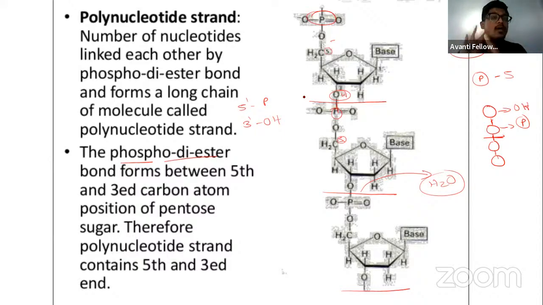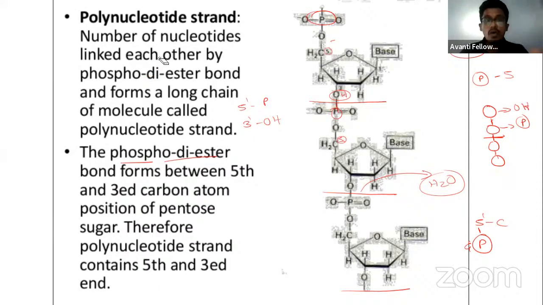But if you see what is the linkage between the fifth carbon atom and the phosphate group, then what should be your answer? It is phosphoester linkage. There is no "di" when it comes to the fifth carbon atom and the phosphate group. You understand my point? But when it comes to your polynucleotide chain, remember it is phosphodiester linkage.